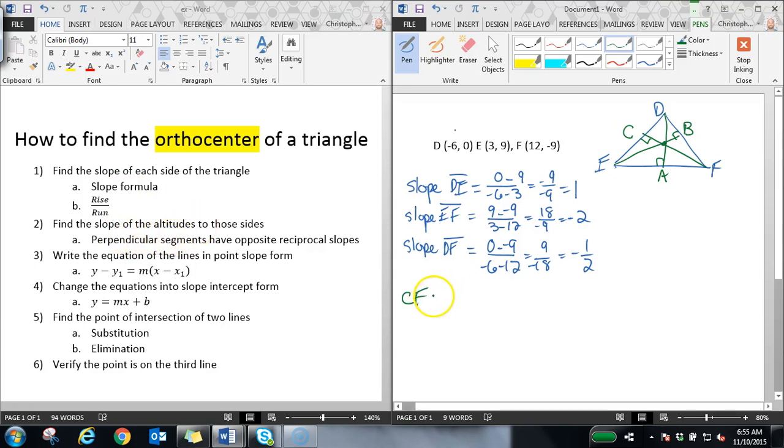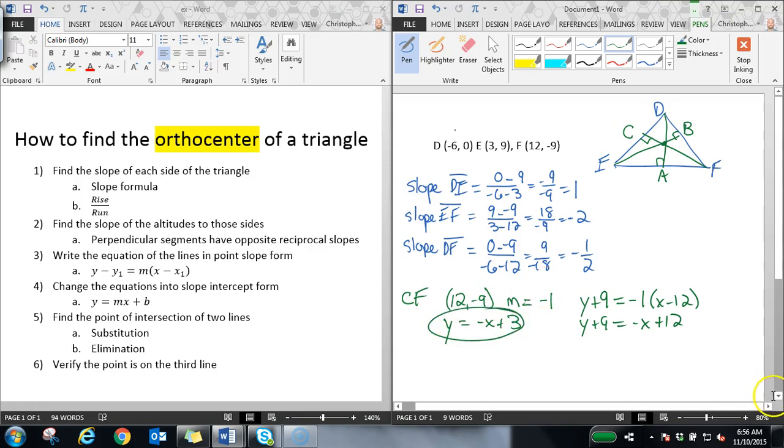So CF, well, we know it's going to go through F. That's 12, negative 9. And the slope of CF has got to be perpendicular to DE. DE slope is 1, so the opposite reciprocal is negative 1, or negative 1 over 1. Then we put it into point-slope form. y plus 9 equals negative 1 times x minus 12. We distribute negative 1, and then we subtract 9 from both sides, so we get our equation to be y equals negative x plus 3.